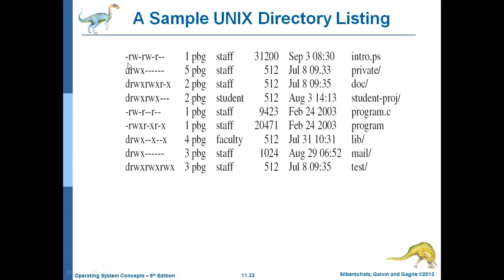You can just come across the first one. It is intro.ps, which is a file. The hyphen stands for a regular file. RW- stands for read and write, with no execute. Read and write permission is given for the owner of that particular file. Then read, write, and hyphen, that is, no execution permission is given for the group. Then there is no writing permission either. R-- stands for only read permission being allocated for the respective users, that is, others. This is a sample UNIX directory listing.